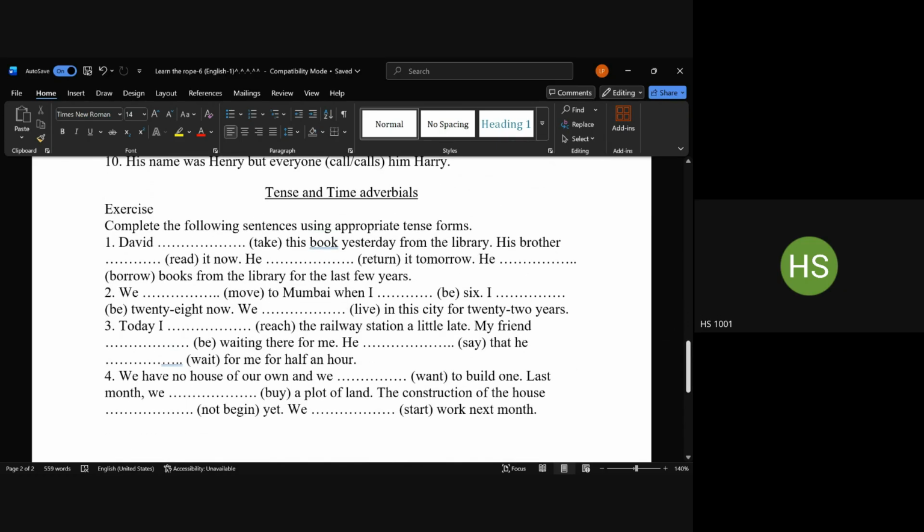Okay. Now, a quick recap on tense and time adverbials. I'm not going to brief you on anything, but can you take a while and solve this exercise? Read it once, read the first sentence entirely, and then return to the blanks. David dash take this book yesterday from the library. His brother dash it now. He return it tomorrow. He dash borrow books from the library for the last few years.